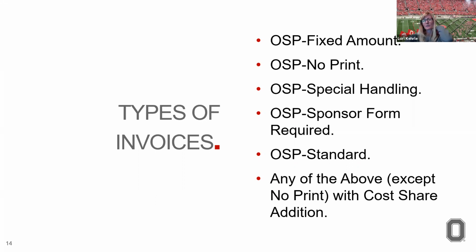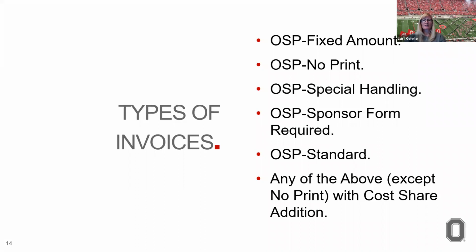So the different types that we have and that you will see are similar to the PeopleSoft types. The first one is OSP fixed amount, and that's pretty much used with prepaid installment billing. OSP no print is used obviously when the sponsor doesn't need an invoice or we don't need to send one. Typically we use it with LOCs, but there may be some other circumstances where an invoice does not need to be printed, and we'll go ahead and use that type.